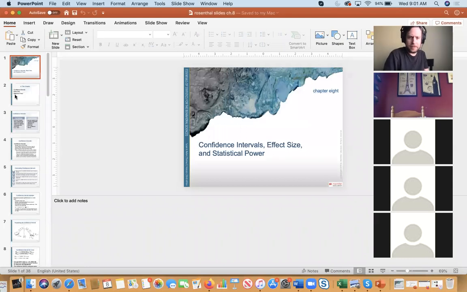So yes, we're going to continue working on chapter 8 today. We started confidence intervals last time. We'll continue along, and I'm going to review confidence intervals just briefly at the beginning of class. Then we'll talk about effect size and power. And then we will be done with chapter 8.